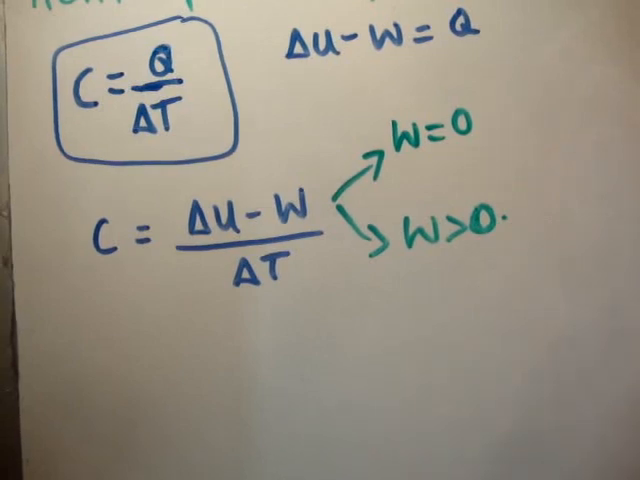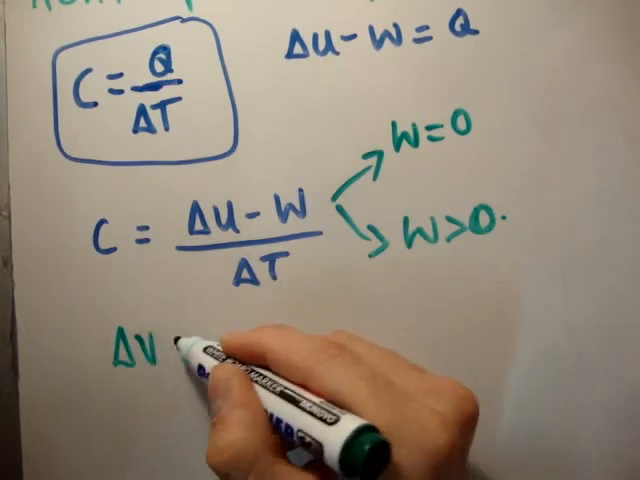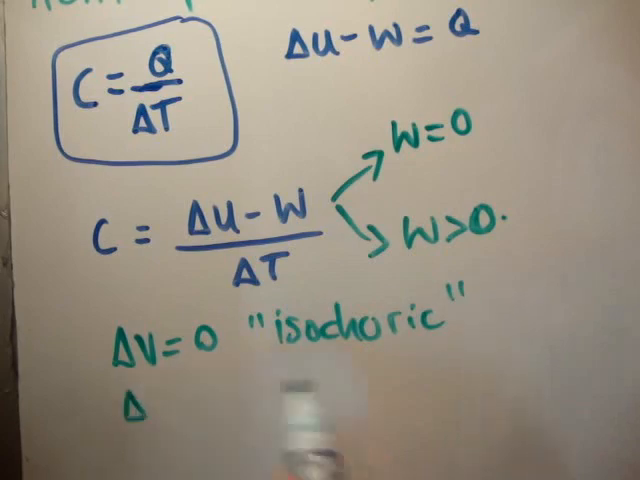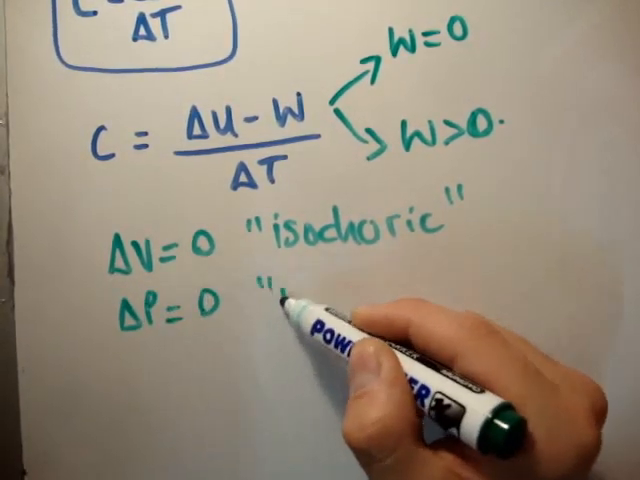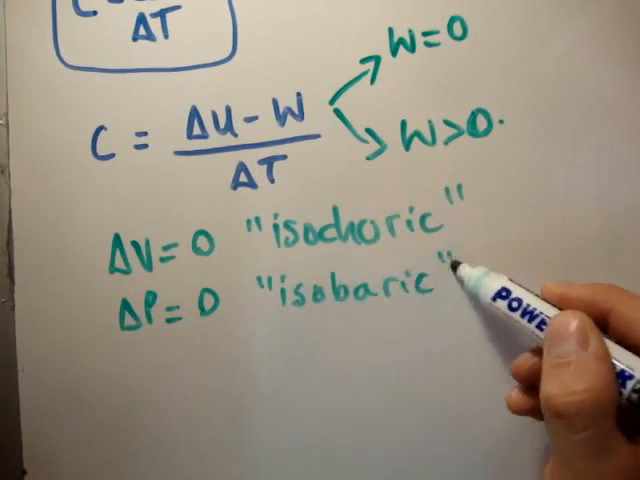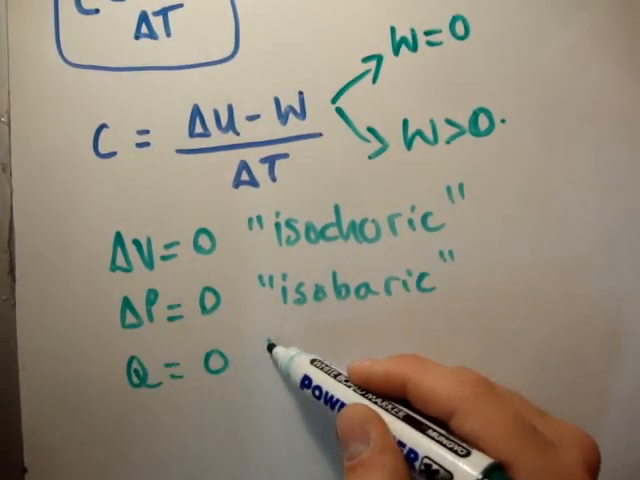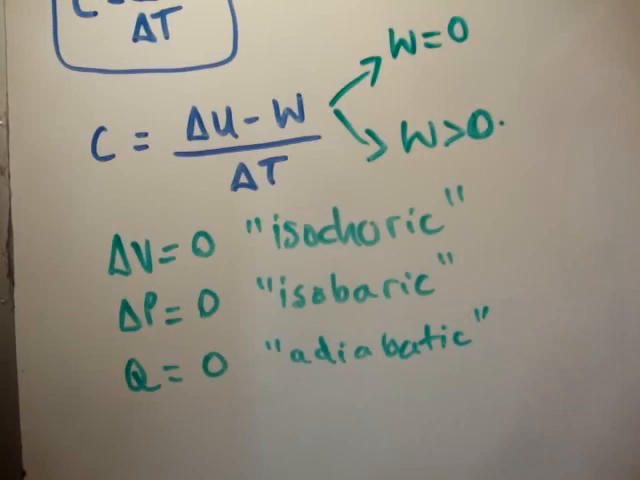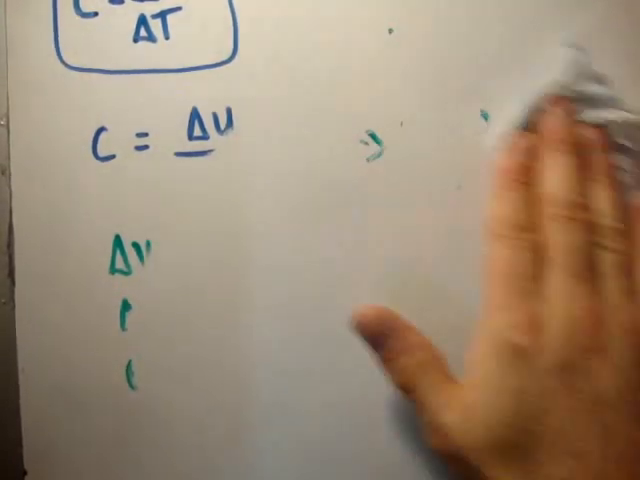So we have two processes. If the work done is equal to zero, it's a constant volume process, because we're talking really about compression work. If there's no compression or expansion being done, then the volume is constant, and we talk about an isochoric process. Where delta V is zero, it's isochoric. Where delta P is equal to zero, it's isobaric. And when Q is equal to zero, it's adiabatic. It's good to get used to this terminology. So let's look at the process when it is isochoric. So the volume change is zero.